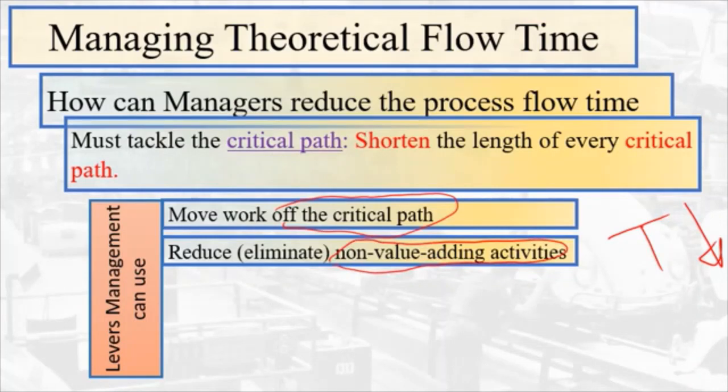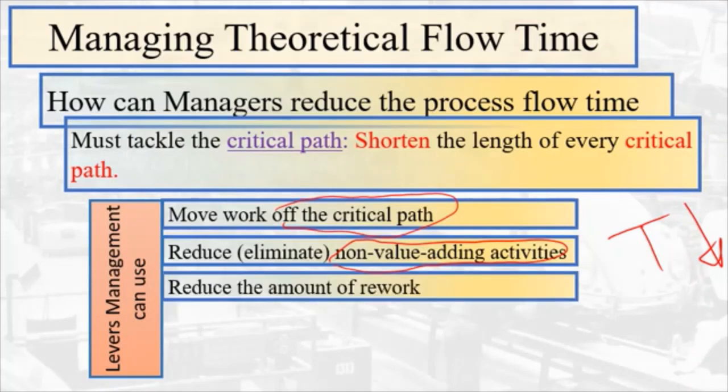Second, reduce non-value-added activities. As we said, the flow time includes waiting and the theoretical part, and even the theoretical part is value-added and non-value-added activities. So we want to take out the non-value-added activity, or at least reduce it. Third, reduce the amount of rework. This is very important because rework adds to the overall time of our process. If we don't do any rework, we could use those resources to actually work on the process, and especially to work on the critical path.